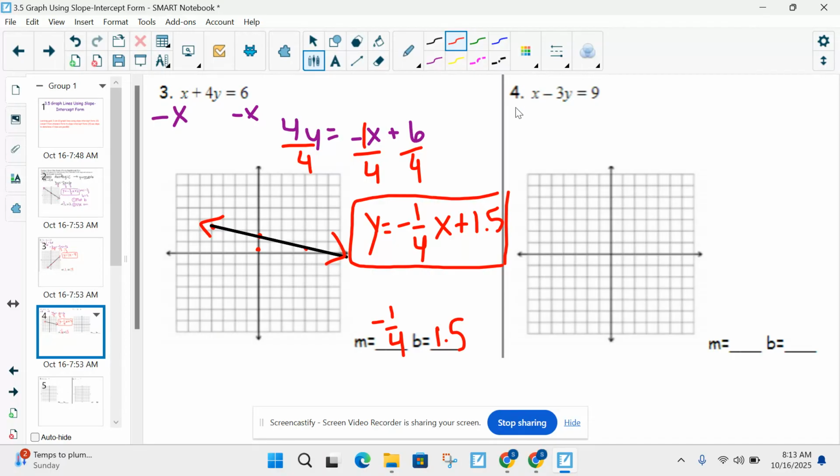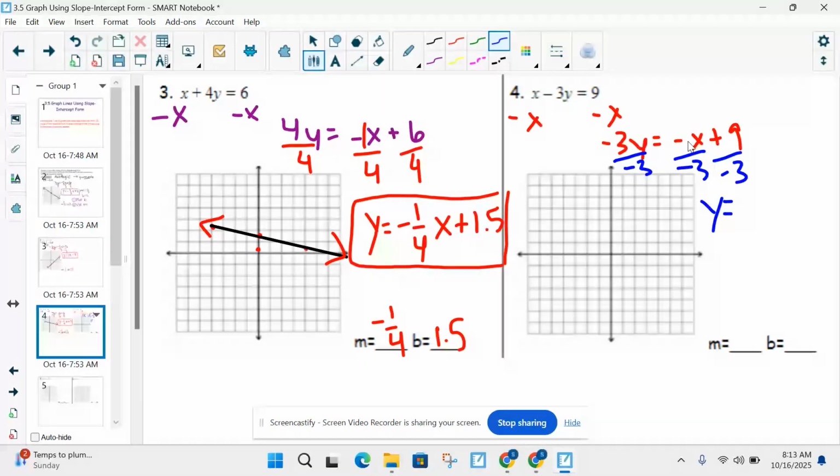For question 4, we'll do one more of these. So question 4, we would start by subtracting the x over. So -3y equals -x plus 9. Divide everything by -3 and get y equals, and then this is the same thing, we'll have 1/3, but the negative signs will cancel, so it'd be positive 1/3 x and then -3. So 1/3 is your slope and -3 is the y-intercept.